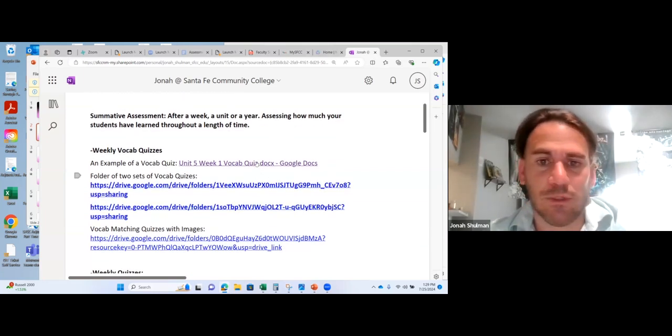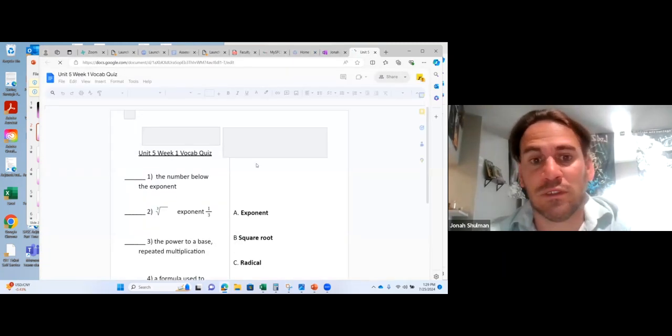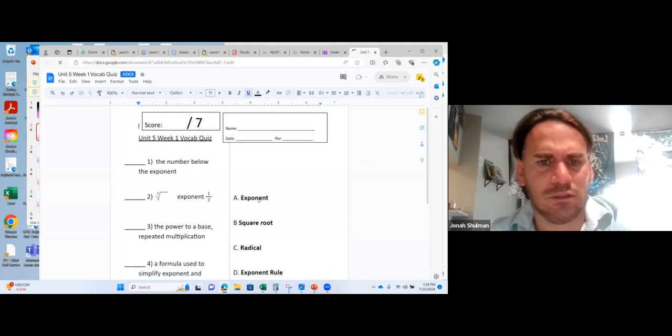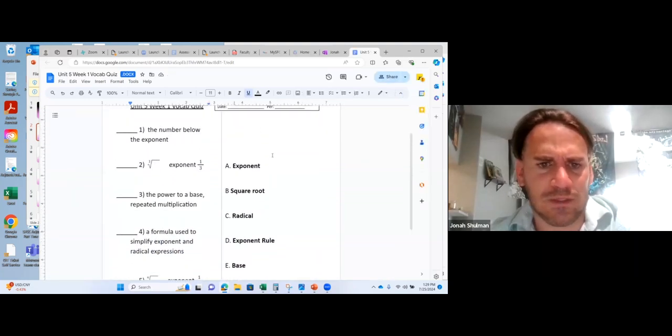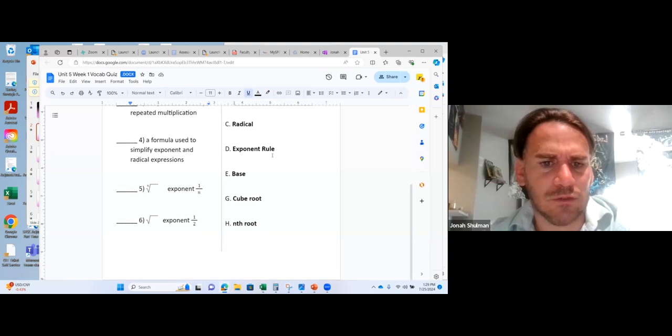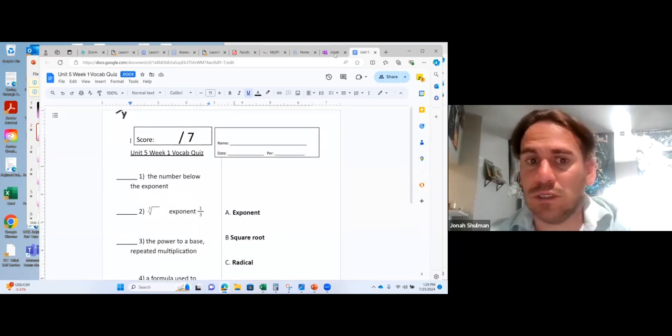Here's some vocabulary quizzes. I've made tons of these. Here's just a basic example. They've been learning this vocabulary throughout the week, and at the end of the week, they just have to combine it. Exponent, square root, radical, cube root, nth root. And it's just a little matching quiz at the end of the week with random vocabulary I chose.